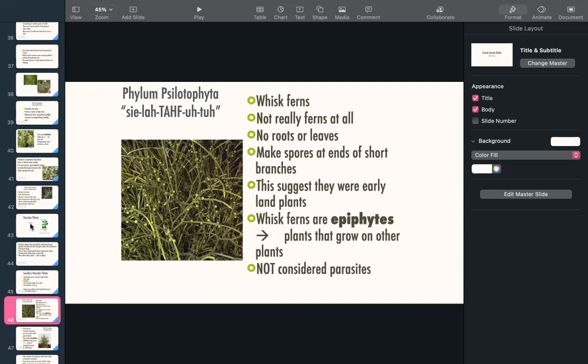The distinguishing characteristic of this phylum is that they do not have roots or leaves. They make spores at the end of their short branches, which you can see here, these little knobby things in the picture. And they are also epiphytes.